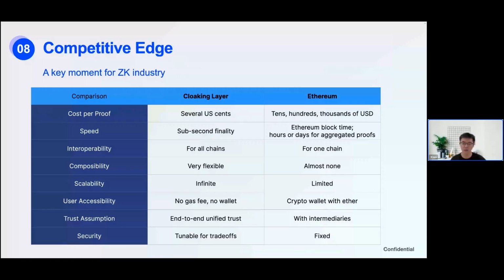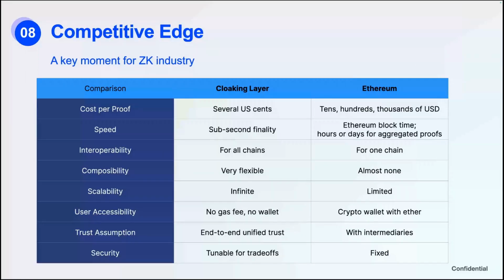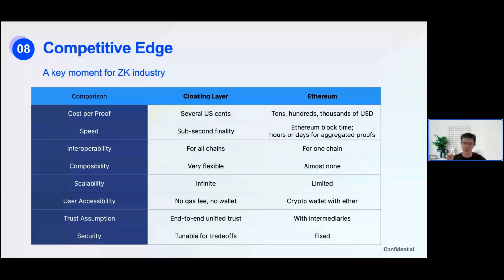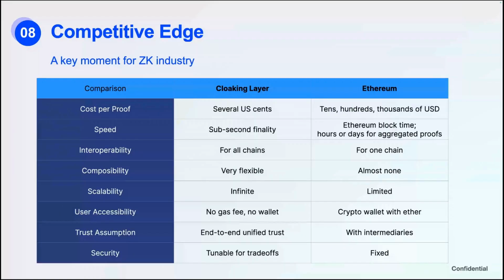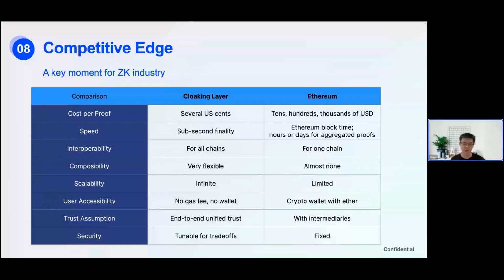The only thing they need to do is to throw a ZKP generated in their server, in their watch or in their phone to the cloaking layer, get the result verified, and shoot it to another chain. So in this process, they see no gas token from ICP, and the service to them is just like any Web2 service they can see. And yeah, so a lot of benefits for using the cloaking layer for proof verification.